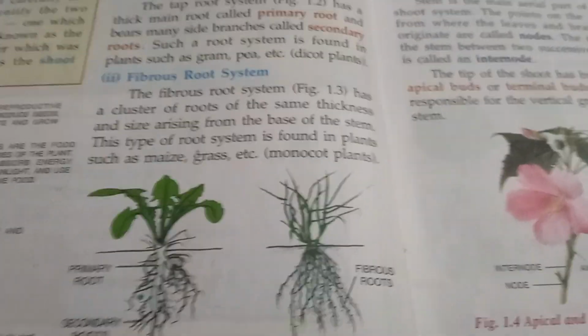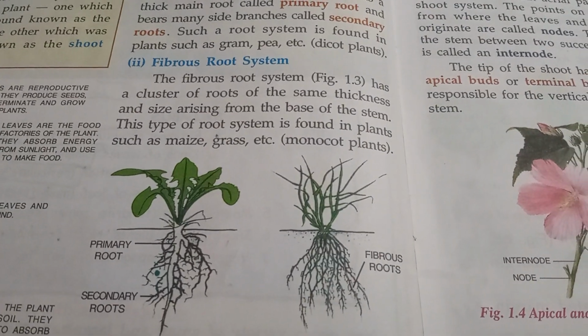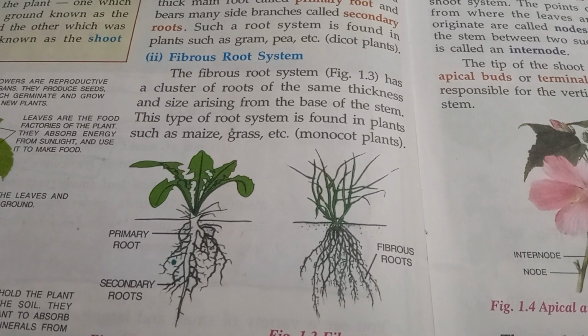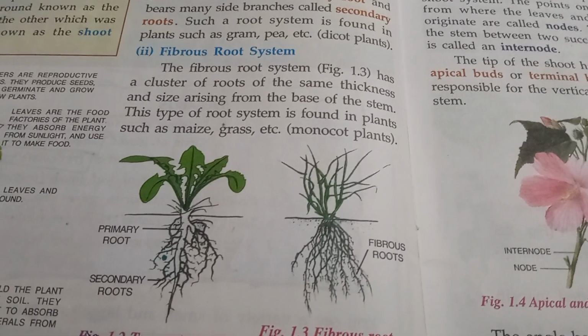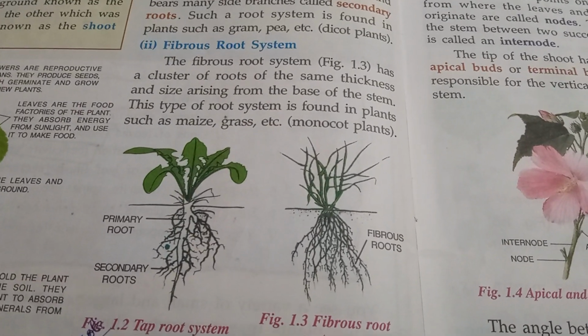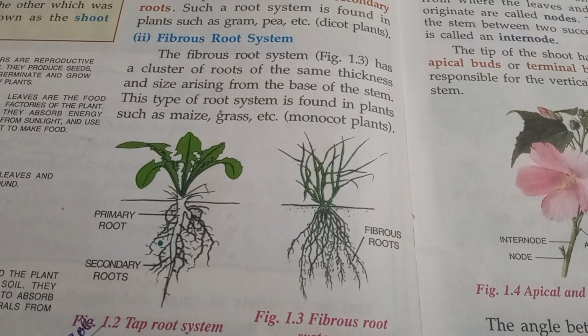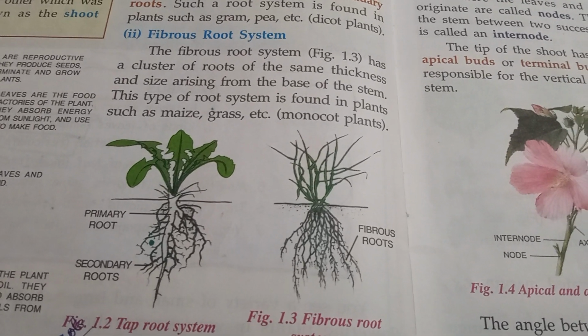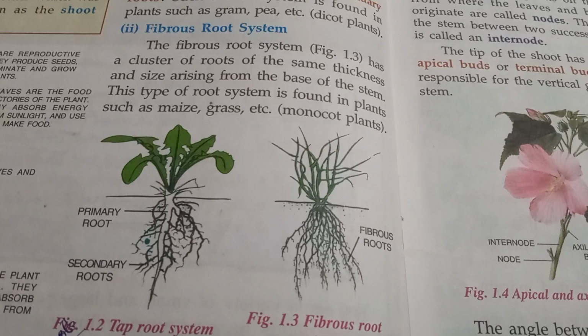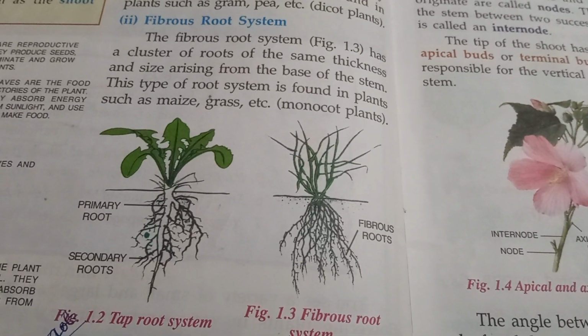Now fibrous root system. The fibrous root system has a cluster of roots of the same thickness and size arising from the base of the stem. This type of root system is found in plants such as maize, grass, etc., or monocot plants, as I told you.